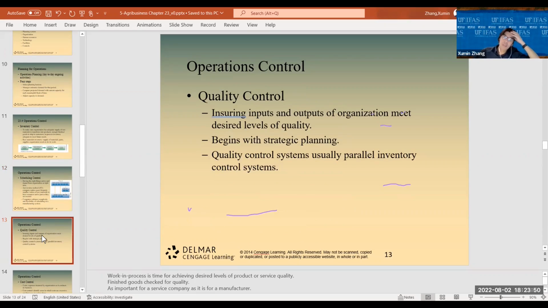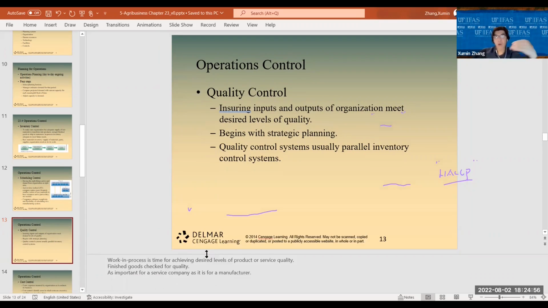Quality control is a process. Most of the time, we talk about food safety, hazard analysis, critical control points. All along this value chain, we need to control the quality. HACCP is one critical control point throughout this whole process. When we talk about quality, most of the time we think about manufacturing, not service, but no. Actually, for service companies, this is also important. Quality is not only for manufacturing.